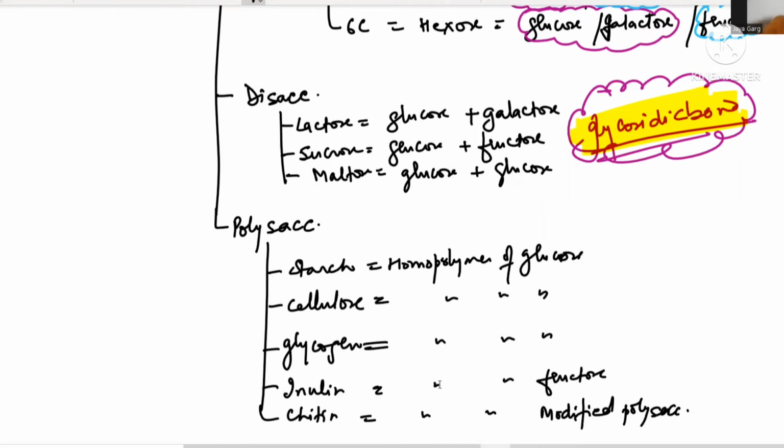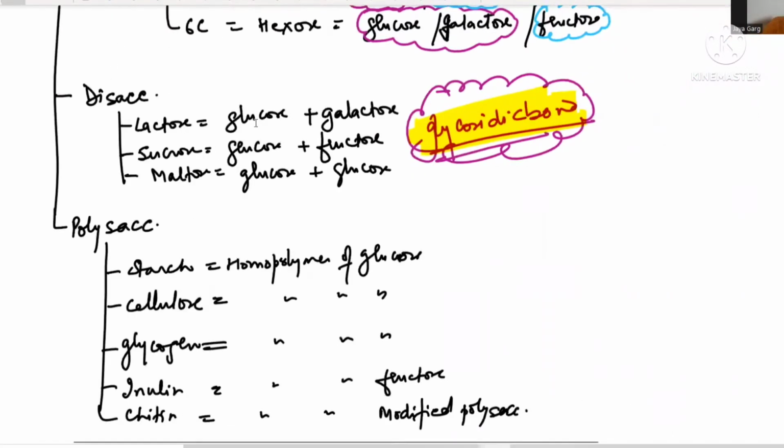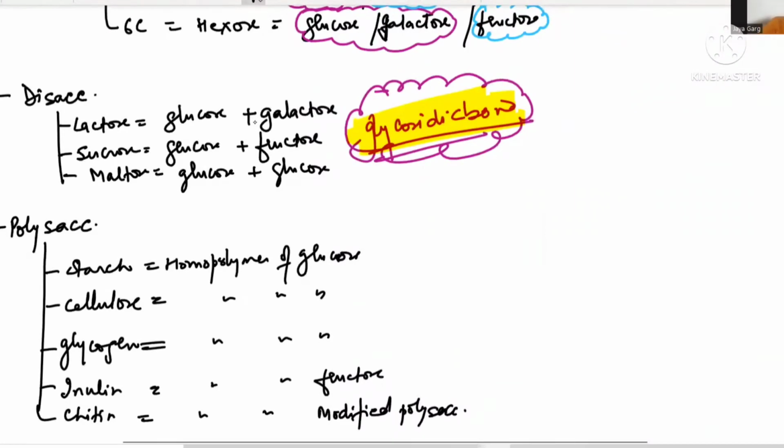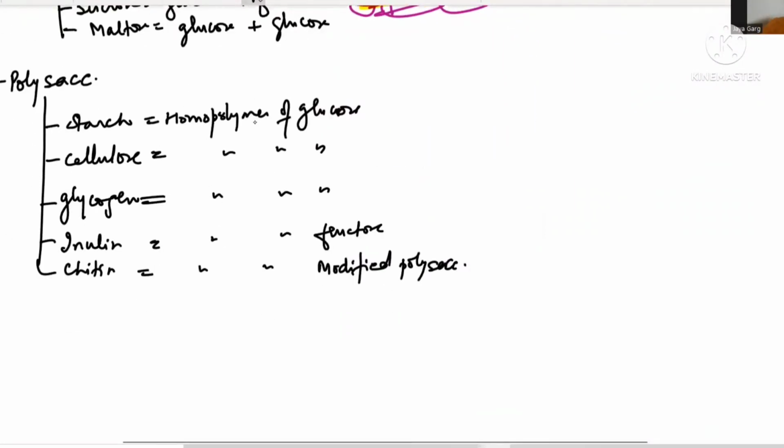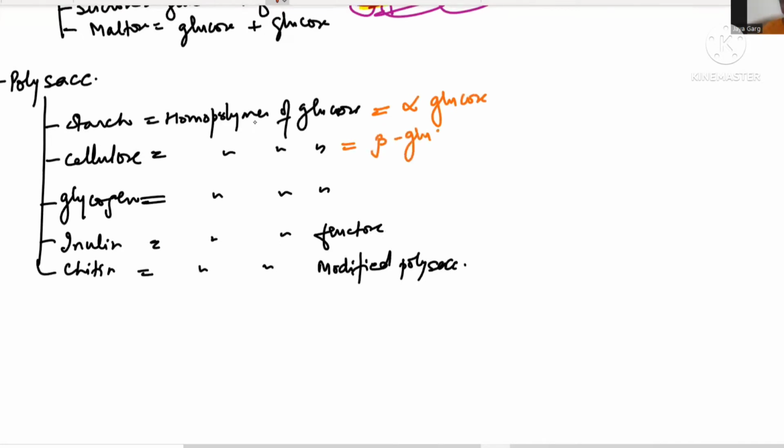Now one thing, beta, a question can come to mind. The plant is storing starch, and it is making the cell wall of cellulose. Both are polymers of glucose. Then what is the basic difference between them? The basic difference is that starch is made with alpha glucose and cellulose is made with beta glucose.